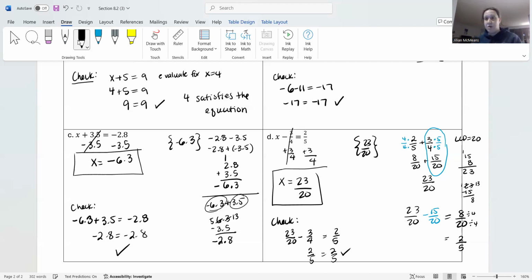And again, resist the urge to write this as a decimal or a mixed number. Decimals and mixed numbers certainly have their place in this world, but with generic fractions, we generally leave our answers as just reduced improper fractions in a situation like this.